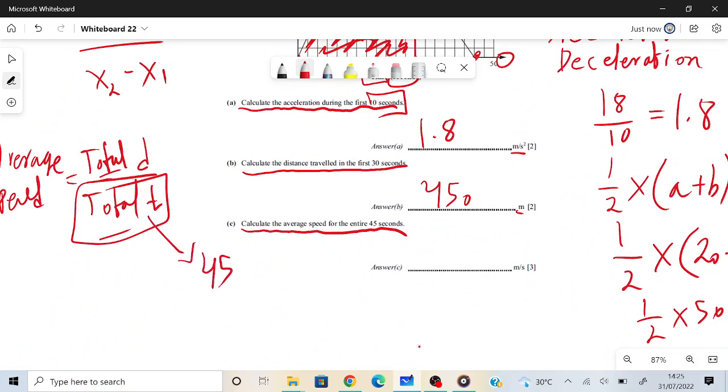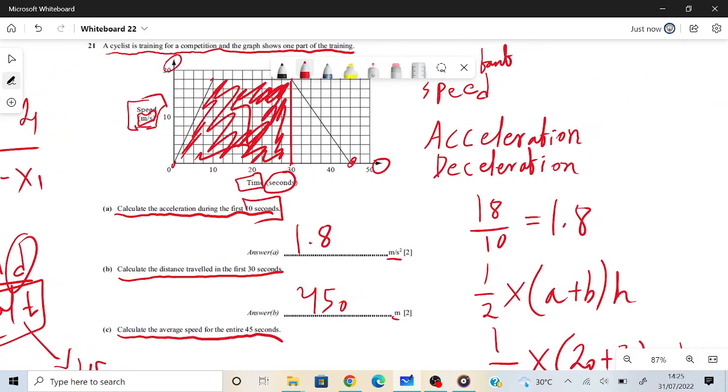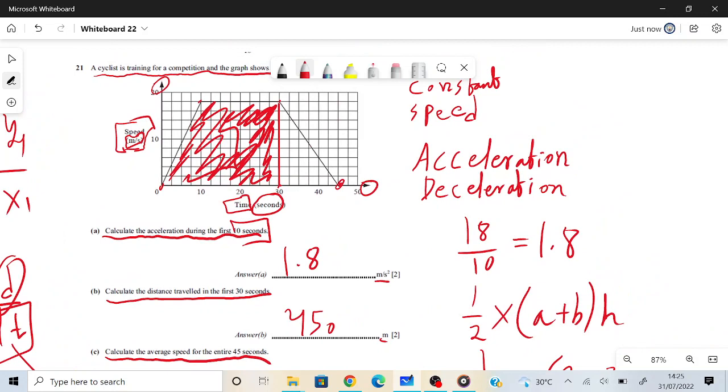But what's our total D? Total D, that's total distance. All that simply means is that we need to find the area under the whole curve. In the B part, we found the area under the curve up to 30 seconds, but now we have to do it for all of the 45. So instead of finding only the area of this part here, we need to do it for all of this. So we need to not put a limit there and find all of this as well.